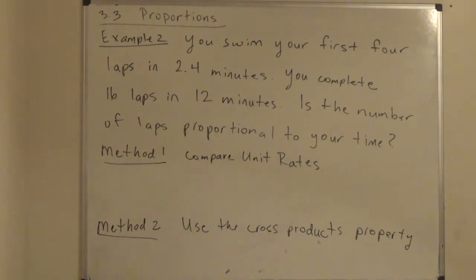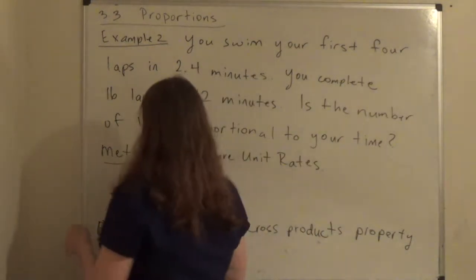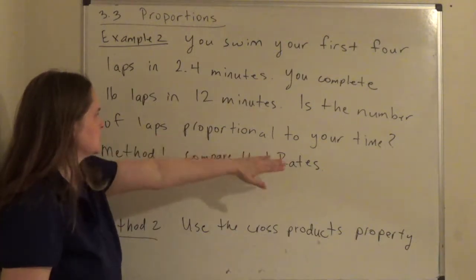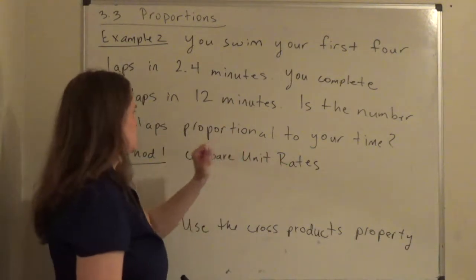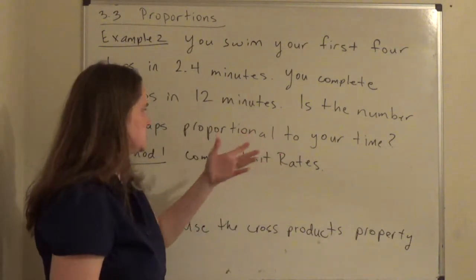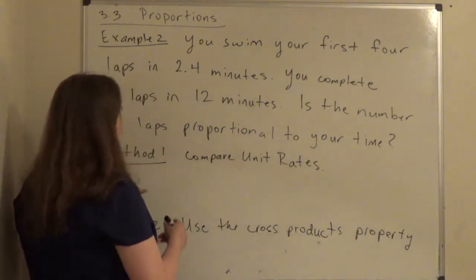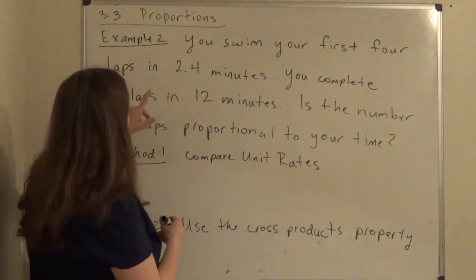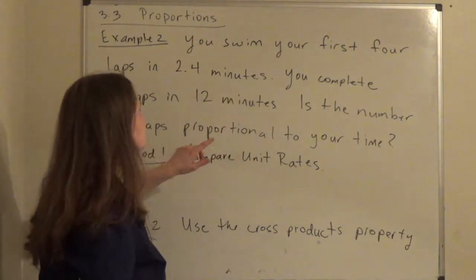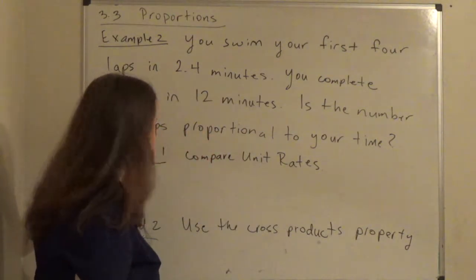In the first method, we want to compare our unit rates. Okay, so we want to know, is the number of laps proportional to the time? So we need 2 ratios. The first ratio would be just for laps. The second ratio will be just for the time that it took. So for the laps, we did 4 laps, and we also did 16 laps.